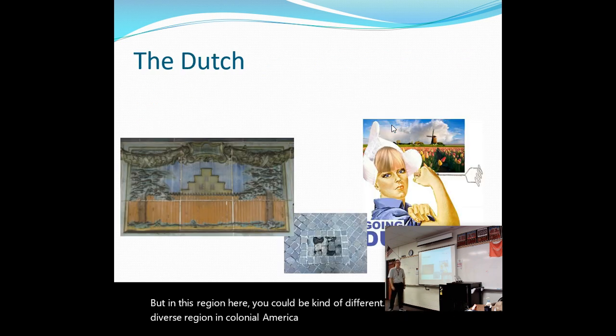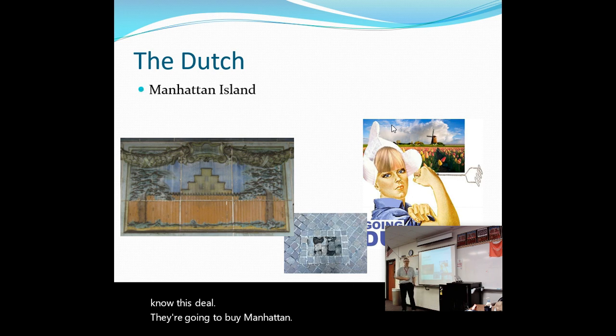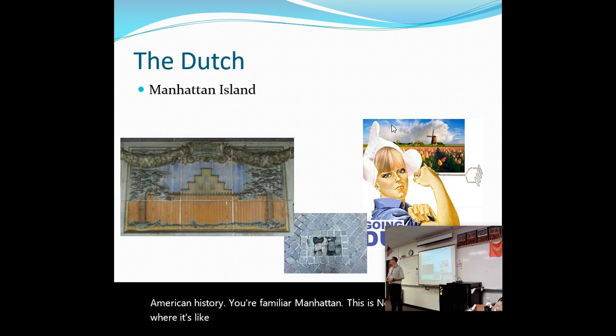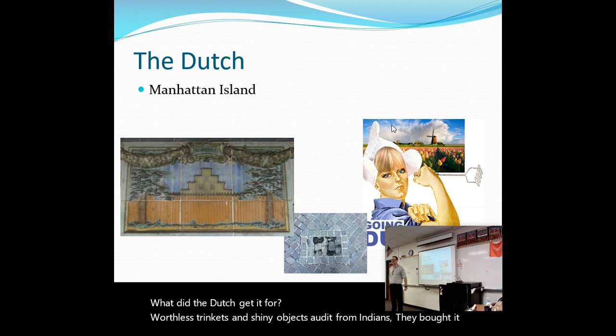Now, as for the Dutch, you might know this deal. They're going to buy Manhattan, and I don't even know if I'm going to say they buy Manhattan. They get Manhattan in what becomes probably the greatest real estate deal in American history. You're familiar, like Manhattan, this is New York City, where it's like $15,000 a month just to rent an apartment. You want to buy land in New York City today, you need like $20 million just to get a little side shack on the corner somewhere. What did the Dutch get it for? Worthless trinkets and shiny objects. Bought it from Indians.